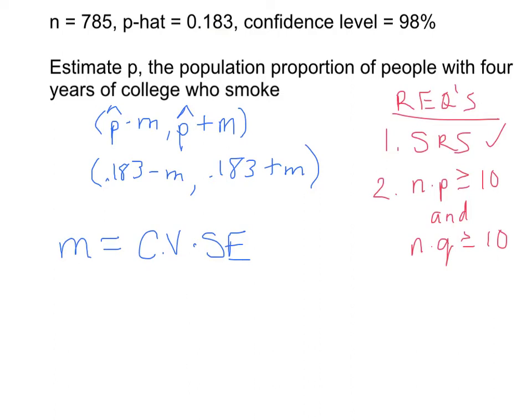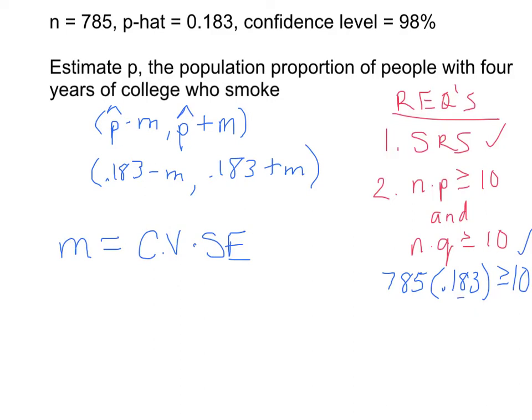So let's check that requirement by checking N, which is 785 times 0.183. And I can easily see that this is going to be bigger than 10. You can find the actual value, but 20% of 785 is going to be pretty big. And 18 is somewhere near that.